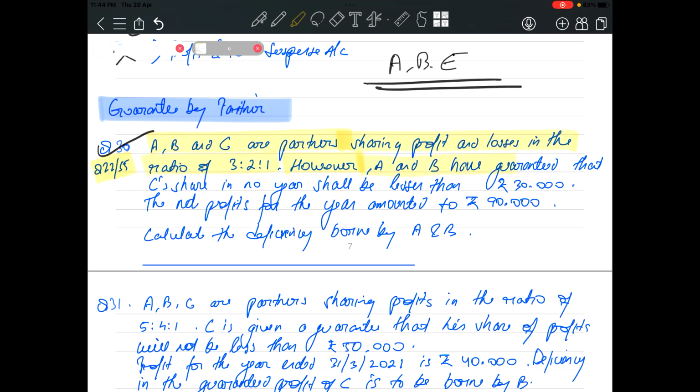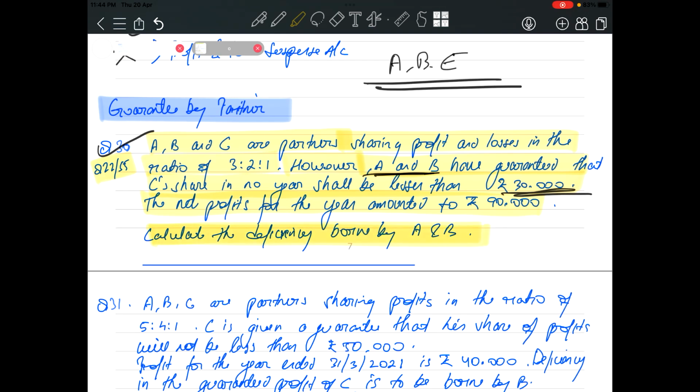However, A and B have guaranteed that C's share in no year shall be lesser than 30,000. See, C's share will not be less than 30,000. This is the concept of guarantee by a partner. Very easy concept. The net profit for the year amounts to 90,000. Calculate the deficiency borne by A and B.